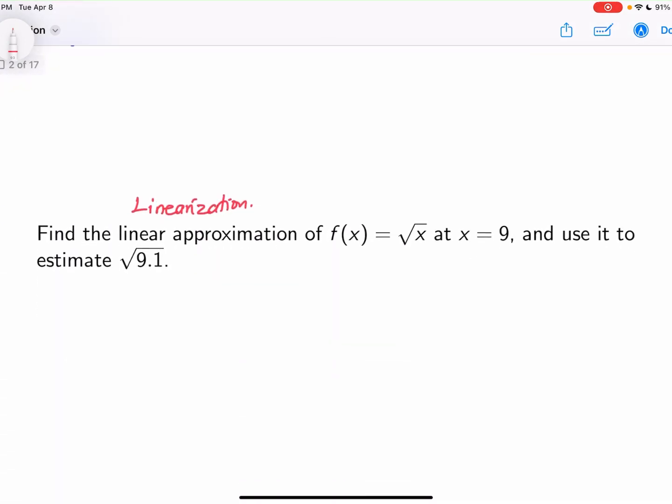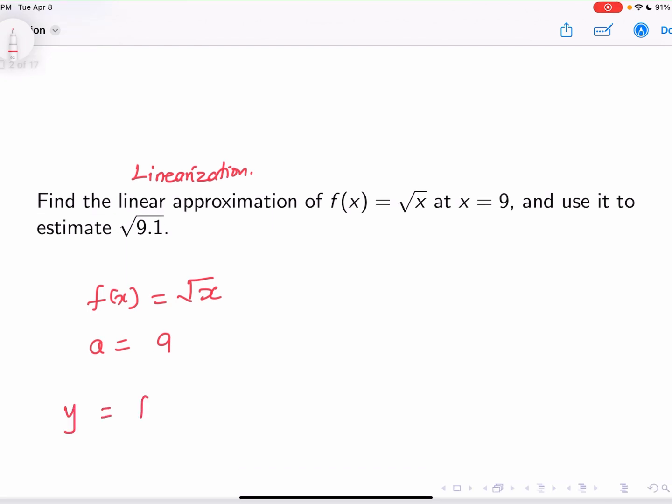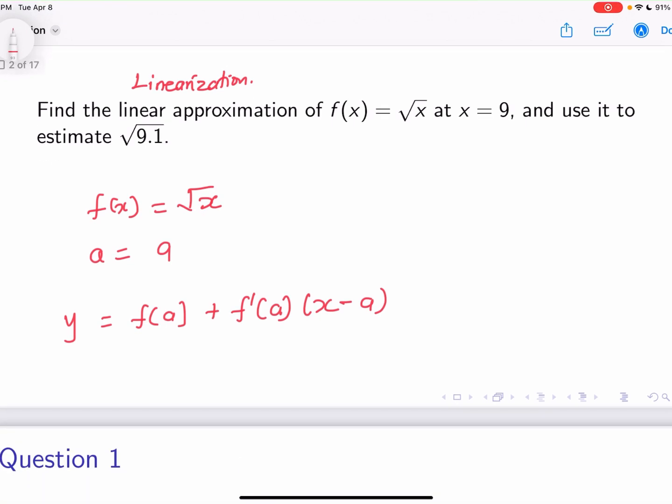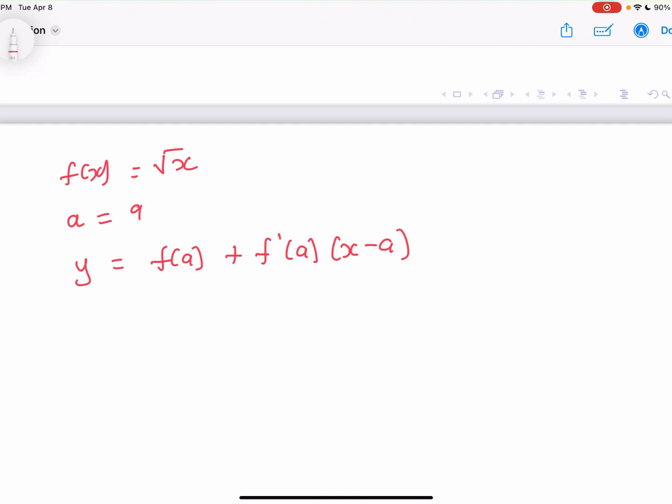So with example 1, we have to find the linear approximation or the linearization of f, giving us the square root of x at the point x is equal to 9. So here our a is giving us 9. Now, by the linearization formula, we are going to use y is equal to f of a plus f prime at a x minus a. So here let's find f prime. So here let's differentiate f with respect to x.